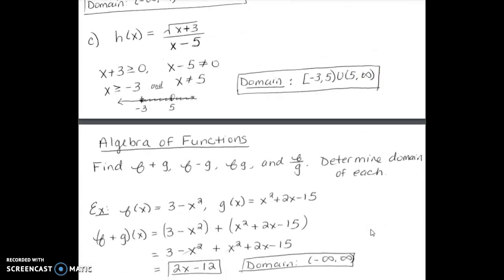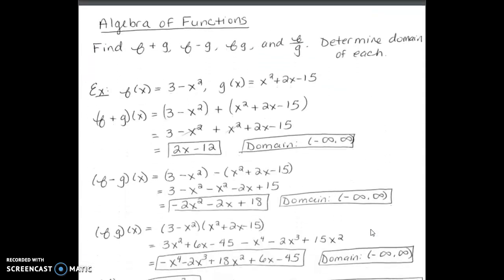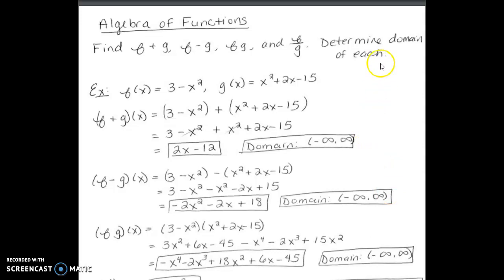The next part of this section, we talk about what we call the algebra of functions. So just doing the algebra of addition, subtraction, multiplication, and division. So they ask us to find all 4 of those new functions and determine the domain for each one. So here we're given f of x equals 3 minus x squared and g of x equals x squared plus 2x minus 15.